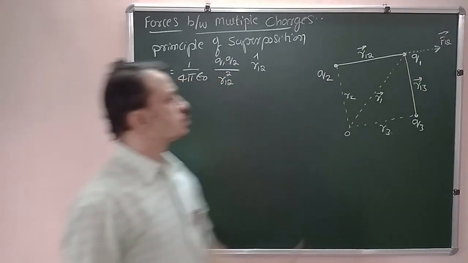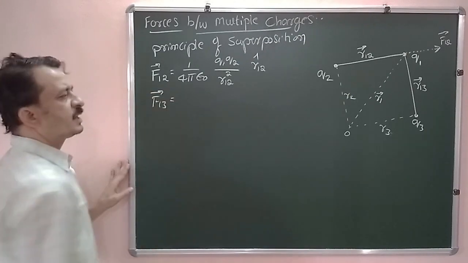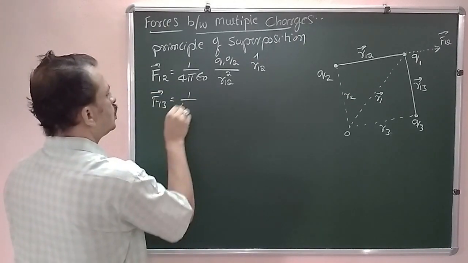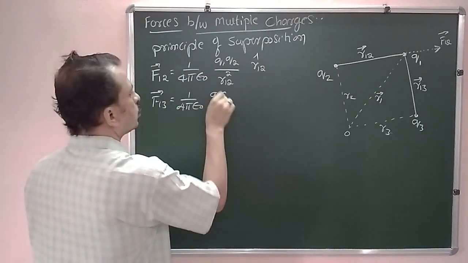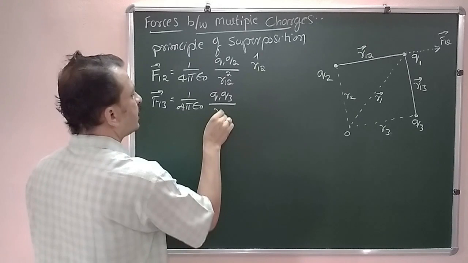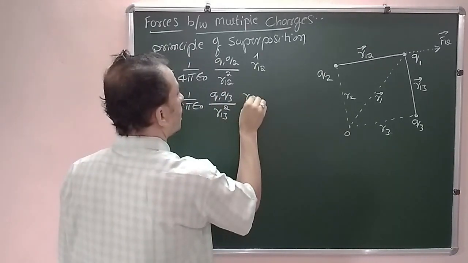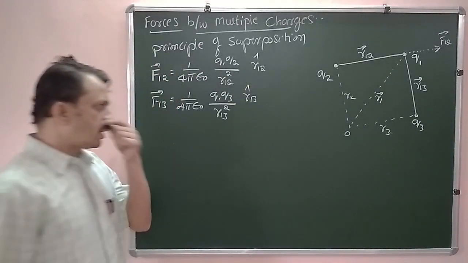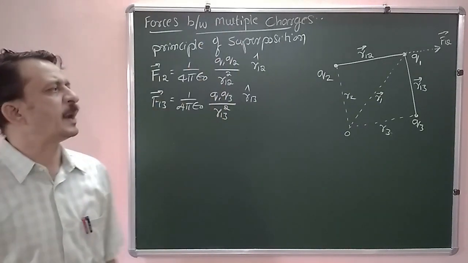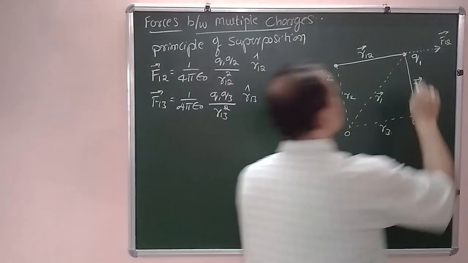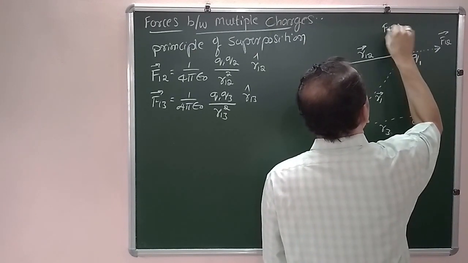Now the force between those two charges according to Coulomb's law, that is F13. Let me write it as vector F13 is equal to 1 divided by 4 pi epsilon naught, Q1 Q3 divided by R13 square, into R13 cap, where R13 cap is a unit vector along Q3 to Q1. Now this force is along this direction, F13.